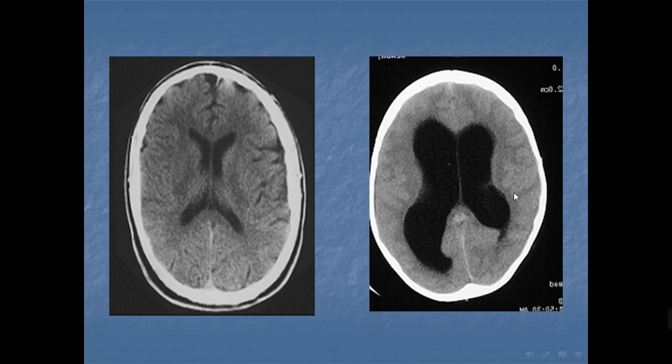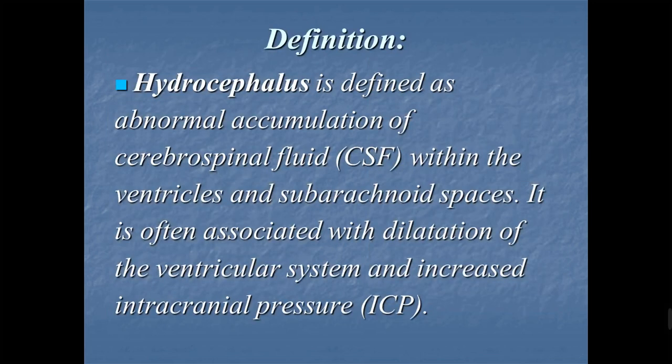In fact, yes, it is called hydrocephalus, but it's a generalized disease and caused by many other diseases. Now, by definition, hydrocephalus is defined as abnormal accumulation of cerebrospinal fluid (CSF) within the ventricles and subarachnoid space. It's often associated with dilatation of the ventricular system and increase in intracranial pressure. You know what I mean by increased intracranial pressure now very well, because I explained the details of this subject in the last lecture.